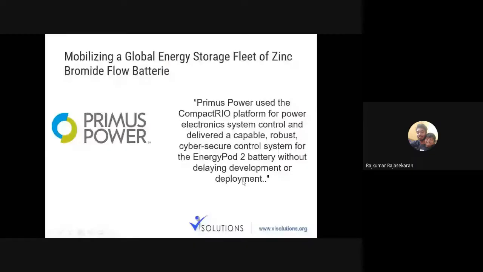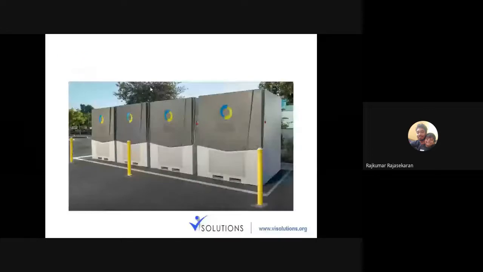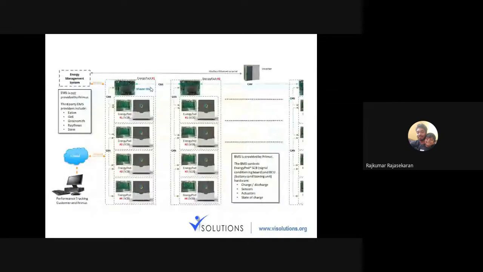They made a cyber secure control system, without the ability of getting hacked. They were making it for a zinc bromide battery, with different batteries in a format. For this, they used a compact trio and LabVIEW. This is the battery. Inside the battery they have the compact trio module, which will monitor and control the battery management state. And this is the flow chart of the zinc bromide battery.